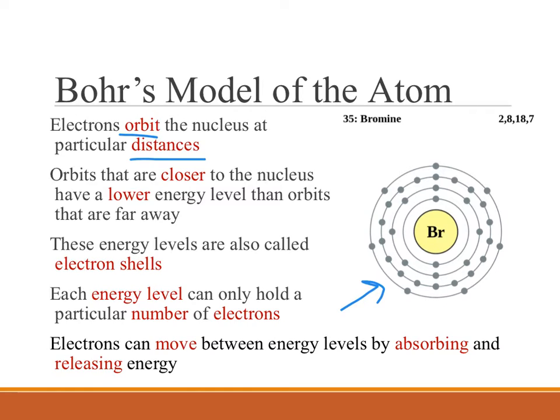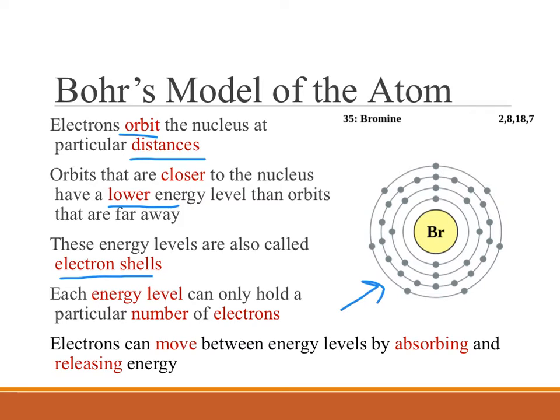Orbits that are closer to the nucleus have a lower energy level, so we talk about these orbits in terms of their energy level. And the ones that are far away from the nucleus have a higher energy level. The energy levels are also called electron shells because it's this idea of layers of electrons, like an onion around the center of the nucleus.